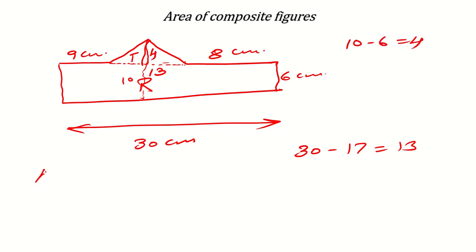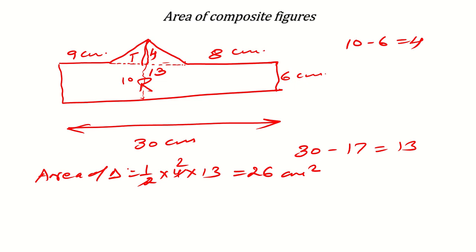Okay, so the area of the triangle is equal to half times base times height, which means half of 4 is 2, and 13 twos are 26 centimeter square. This is the area of the triangle. And what will be the area of the rectangle? What is the formula for that? Base into height, or you can say length multiplied by width.